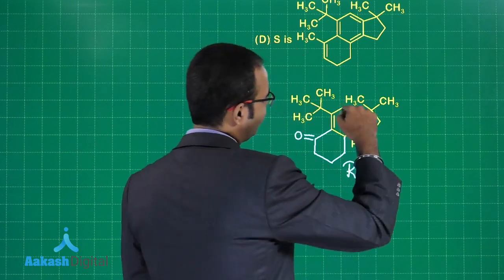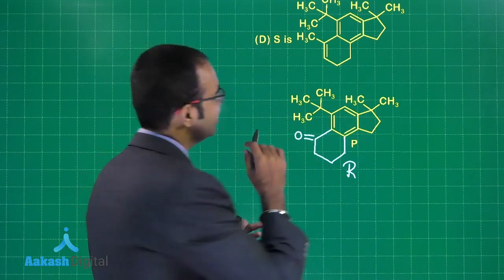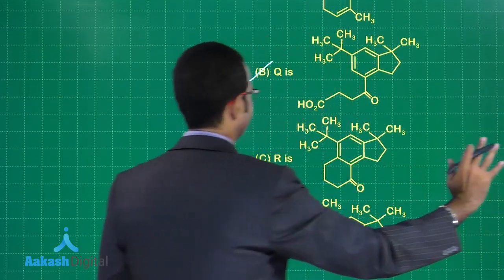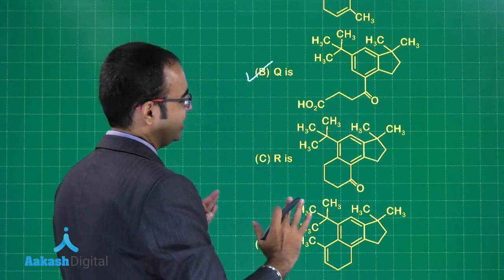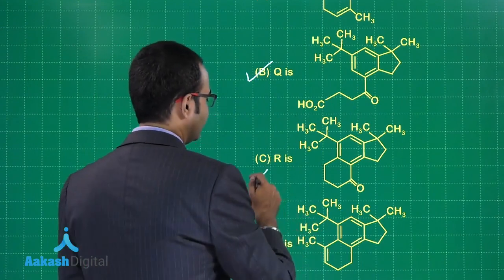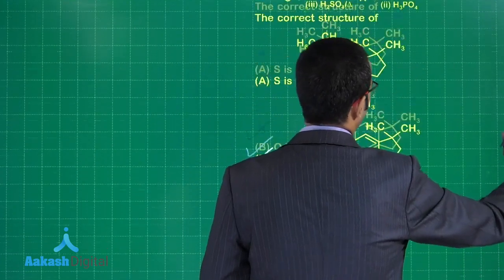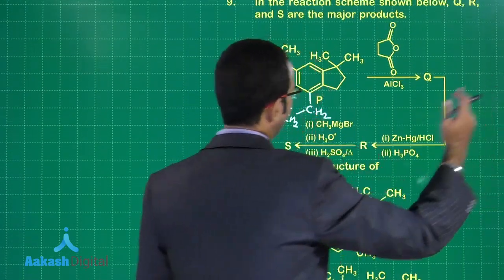So starting from P, you're getting this R. Let us look at whether it satisfies the option. Let's see. No, it is not satisfying the option. So this is not your R, right? Now let us go on. Okay, let us move ahead.